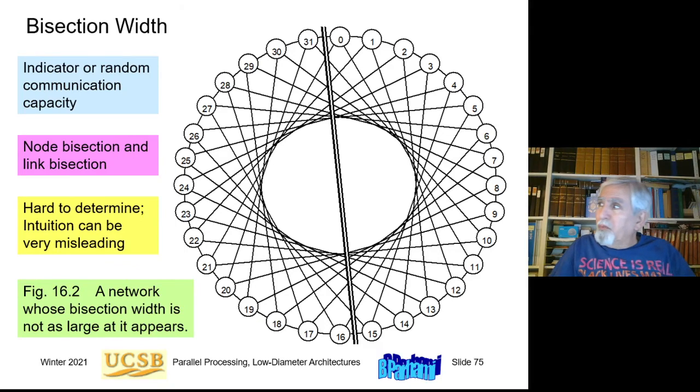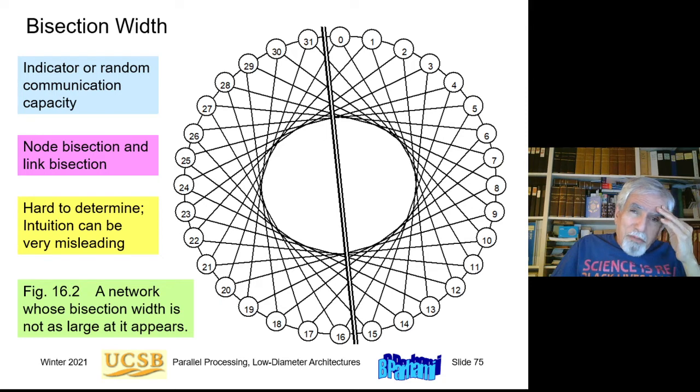Now bisection width is much harder. For average distance, you needed to do some work, but it's not conceptually difficult to compute. Bisection width, on the other hand, is a very difficult problem. In fact, determining the bisection width of an arbitrary network is an NP-hard problem. And this example shows us why.